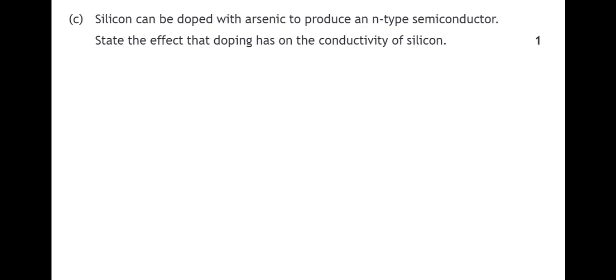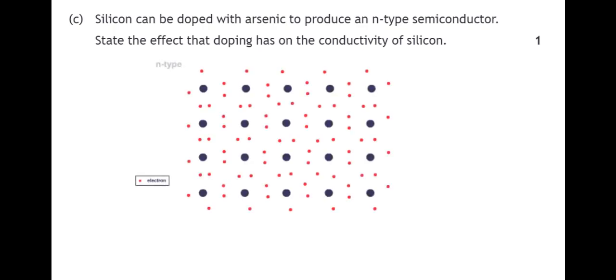C. Silicon can be doped with arsenic to produce an N-type semiconductor. State the effect that doping has on conductivity of silicon. So here's a little animation to explain that. These black dots represent the silicon nuclei. The red dots are the electrons in the silicon.